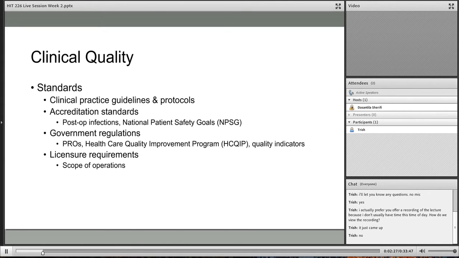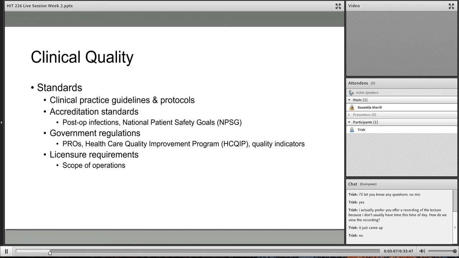Remember those. Then there's the three basic functions of quality management. That's the first question being discussed this week: clinical quality, utilization management, and risk management. The first one here is clinical quality. So we have standards that are the key aspect of clinical quality. So are we following certain standards in taking care of the patients? And how do we indicate that? If we follow the clinical practice guidelines and protocols, accreditation standards, government regulations, and licensure requirements.